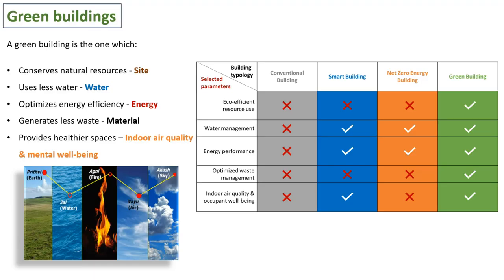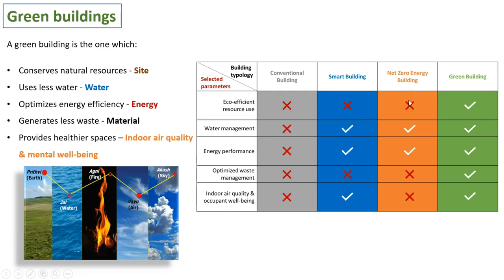So we should understand, okay, there are other terminologies. Smart building, right? When we say smart city, we think that every building in that city will be a smart building. Okay, smart building focuses on what? Water management, energy performance, and indoor air quality and well-being. But they fail to focus on waste management, or sustainable waste management, or eco-efficient resource use. It's a big red flag. Okay.